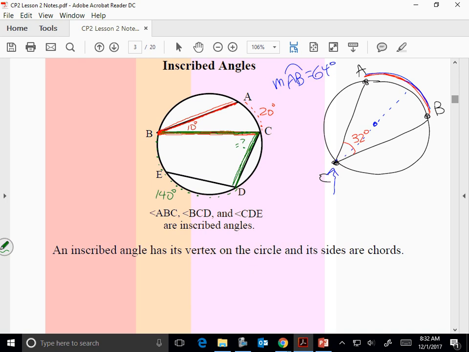Say again. 52? Is that what you said? Somebody said 52? Okay. What's the relationship?